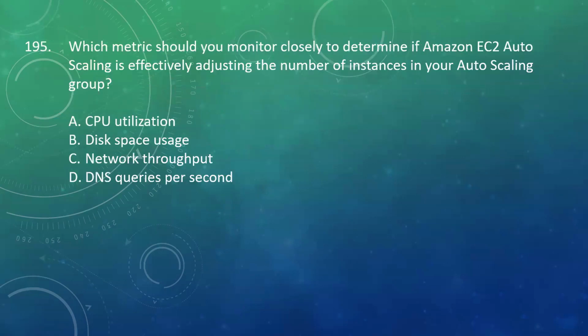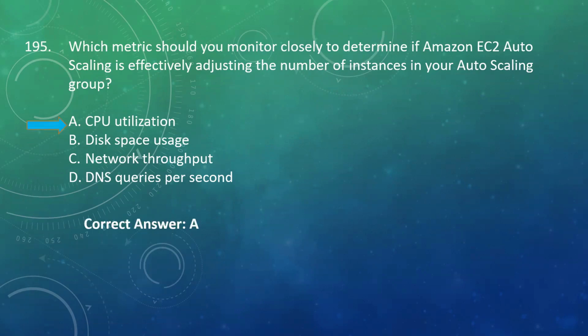Next question. Which metrics should you monitor closely to determine if Amazon EC2 autoscaling is effectively adjusting the number of instances in your autoscaling group? Your options are CPU utilization, disk space usage, network throughput, DNS queries per second.